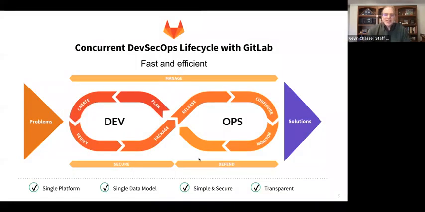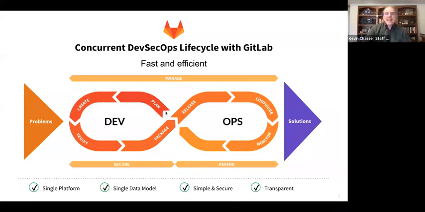So there's a number of different stages that have been defined by Gartner for the DevOps life cycle. And we've visualized them here as a loop that is a continuous process, right? So this is much different from waterfall or other systems that you might have used in the past.